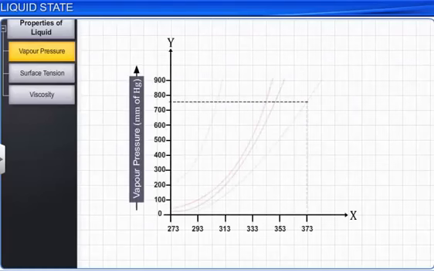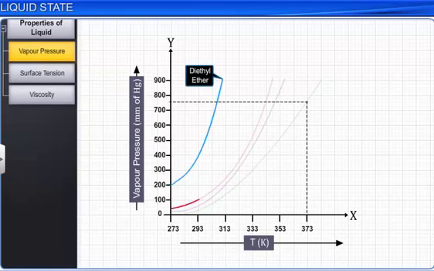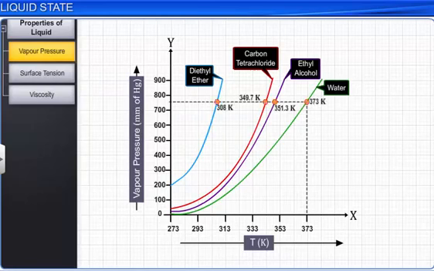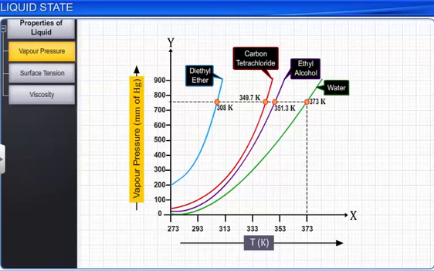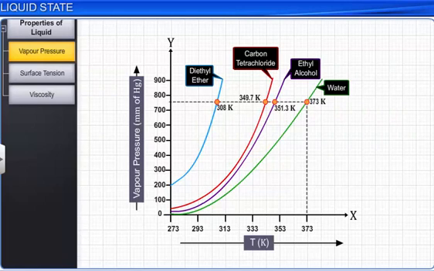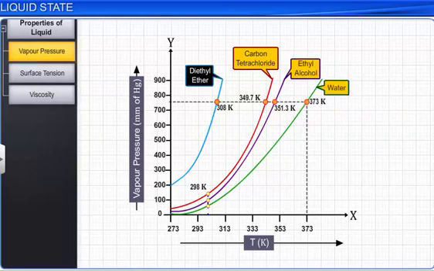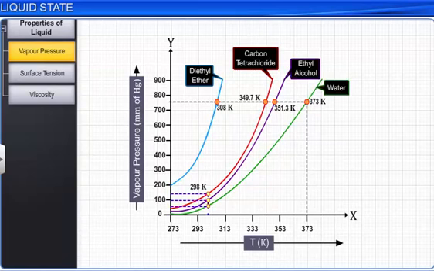The variations in the vapor pressure of various liquids with temperature are as shown here. From the graph, you can see that the vapor pressure of a liquid increases with an increase in its temperature. That is, at normal room temperature, 298 Kelvin or 25 degrees Celsius, liquids like carbon tetrachloride, ethyl alcohol and water have a low vapor pressure. These liquids with low vapor pressure have a high boiling point and do not readily evaporate at room temperature. At room temperature, as diethyl ether has high vapor pressure, it has a very low boiling point. Therefore, it evaporates readily at room temperature.